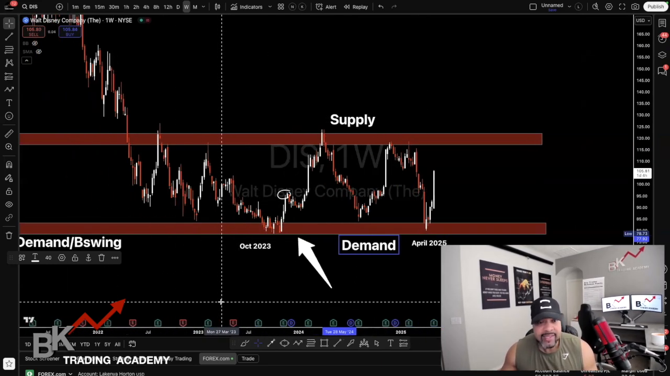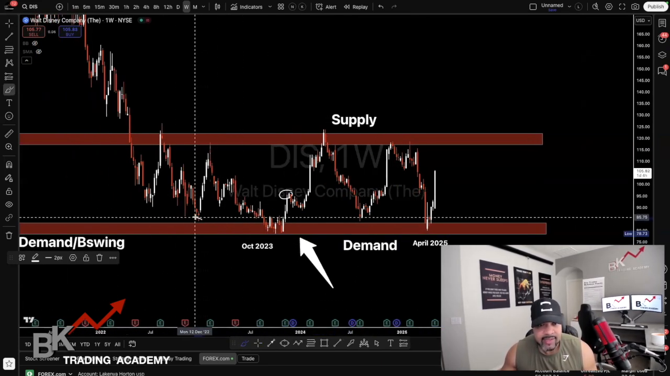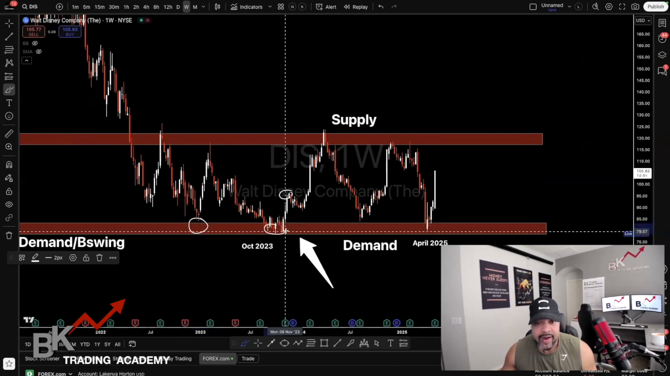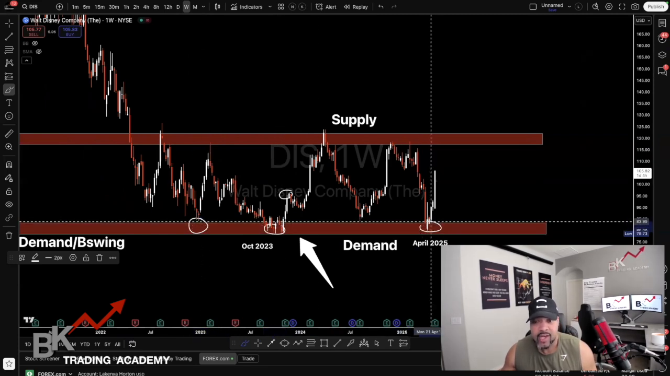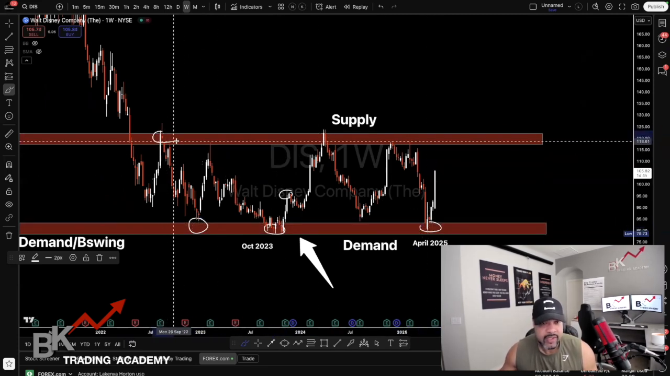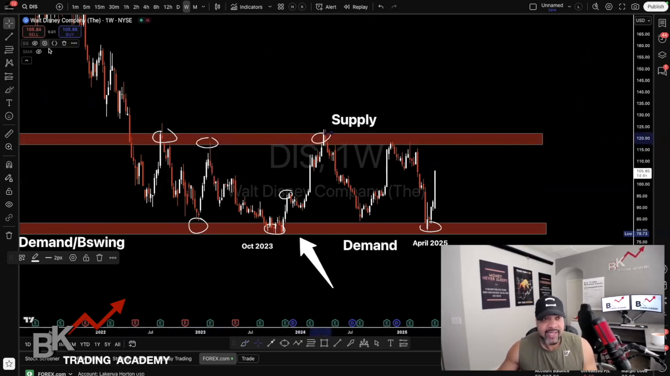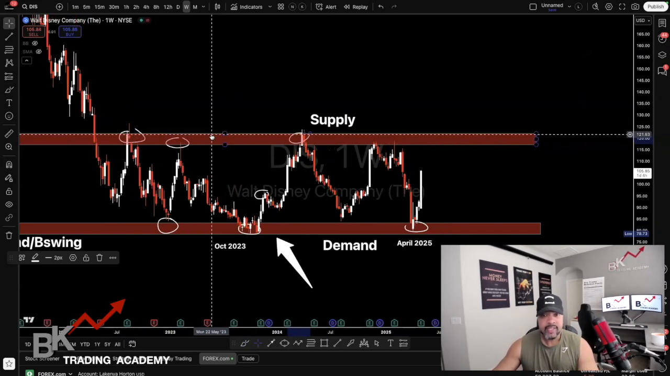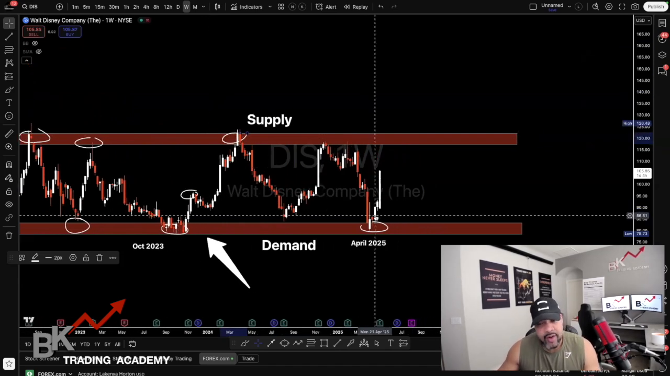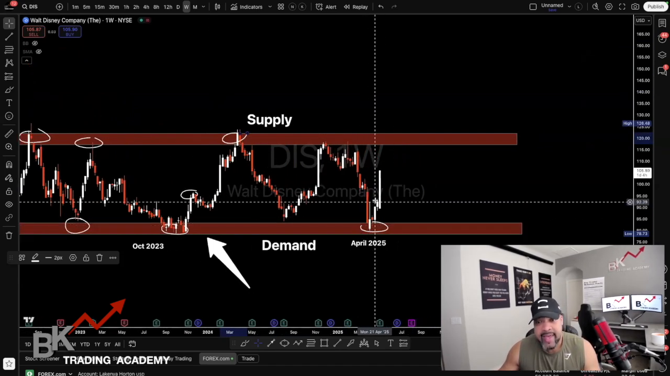And it's not a coincidence that price comes down to these levels year after year after year. And it's not a coincidence that price rejects from this level year after year after year. Now, guys, we're trading Disney, and Disney is a Fortune 100 company. It typically rises in nature. So, in my opinion, it's best to buy down here.